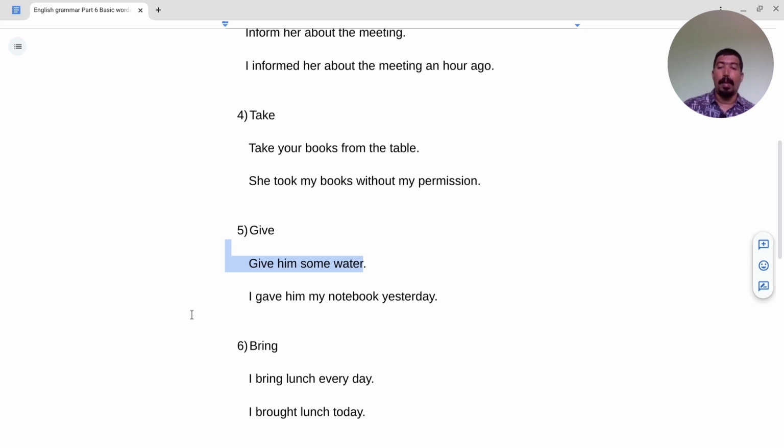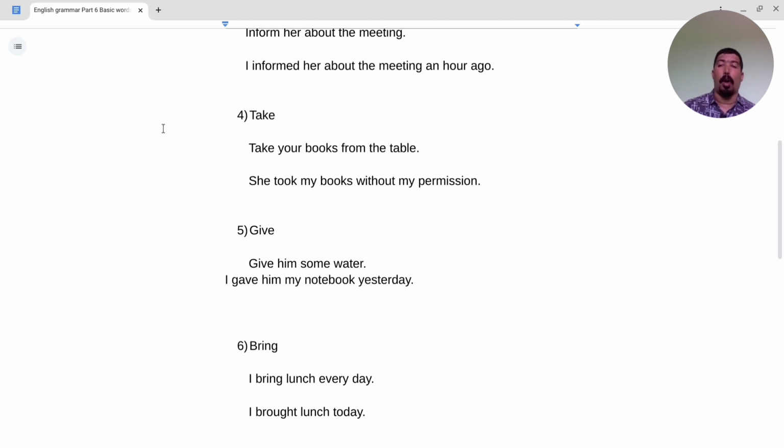Now you can look at the past form also. The past form is: I gave him my notebook yesterday. Sorry, I need to make some correction here.